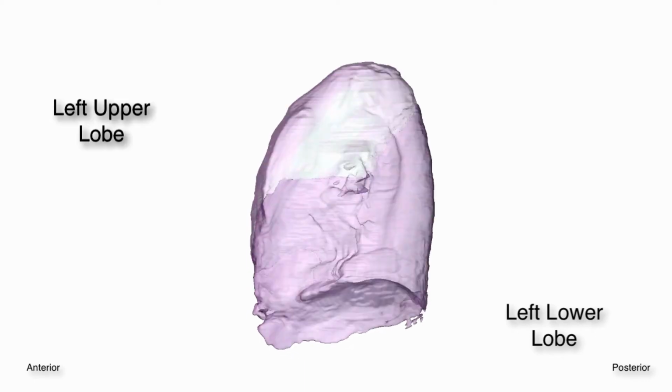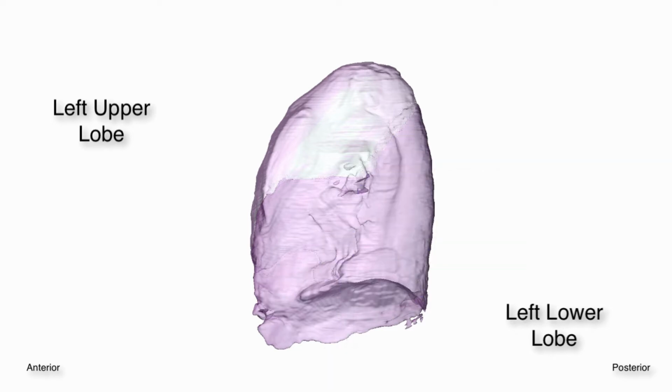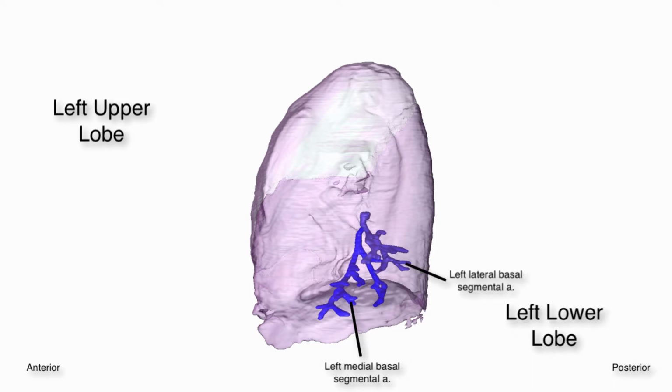Now we look at the left lower lobe. The arteries that supply the left lower lobe are the left superior segmental artery, left posterior segmental artery, left anterior basal segmental artery, the left medial basal segmental artery, and the left lateral basal segmental artery.